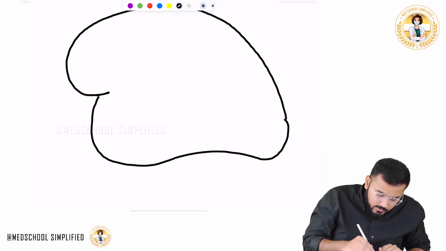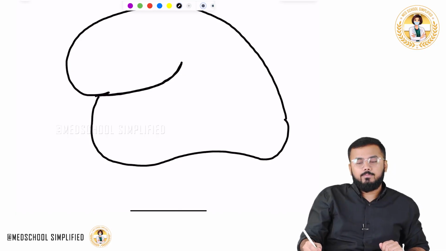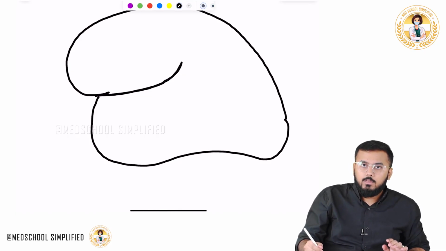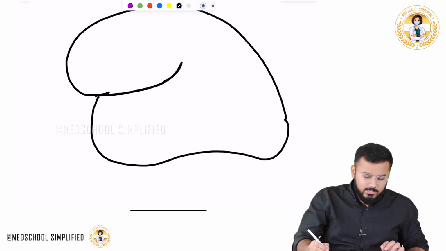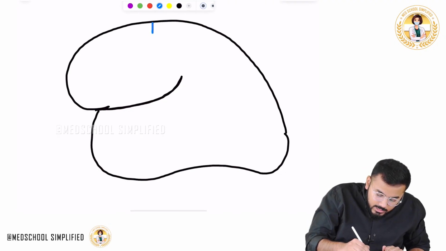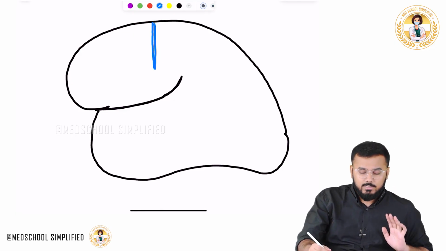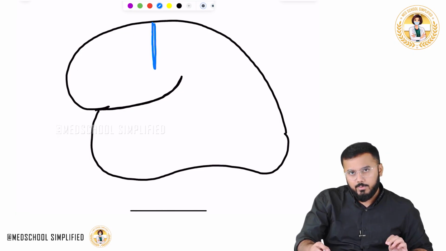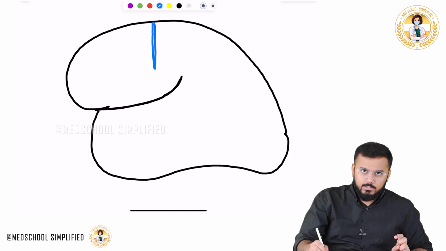Right, the first thing I have to draw is the posterior ramus of the lateral sulcus. Next important sulcus I have to draw, as I already told you, is the sulcus exactly in the center here. What is this sulcus called? This sulcus is called the central sulcus, and this is a picture from the lateral view, not from the medial side.